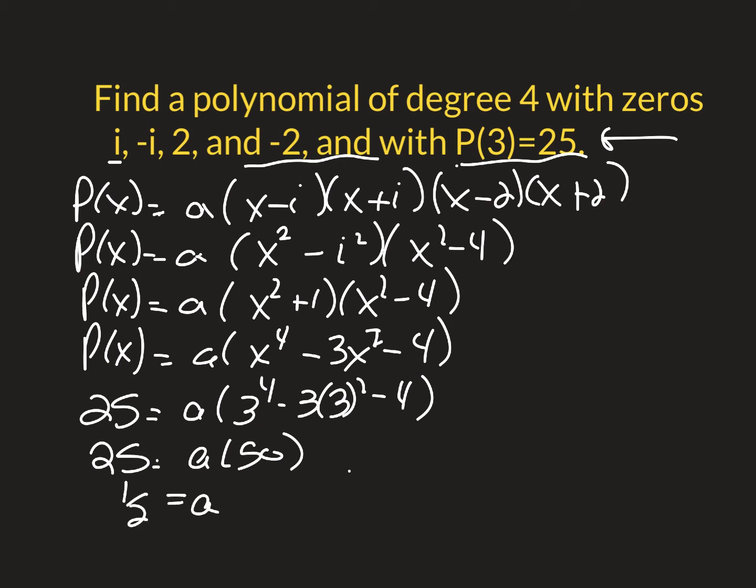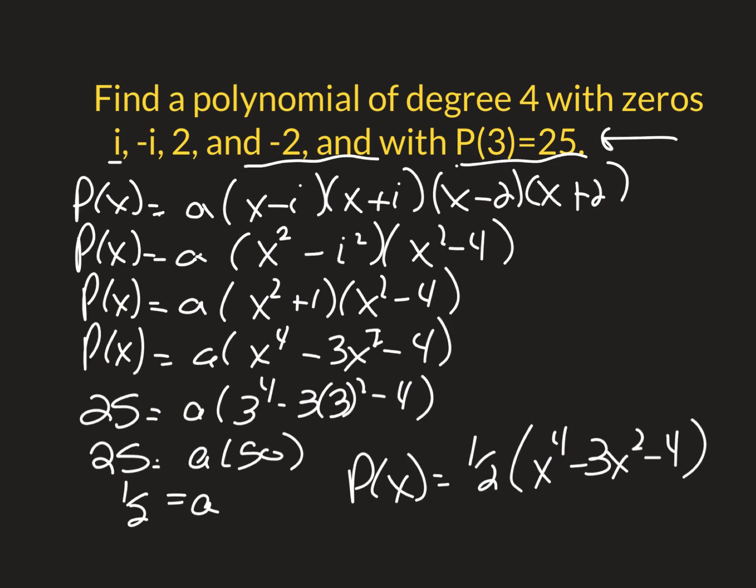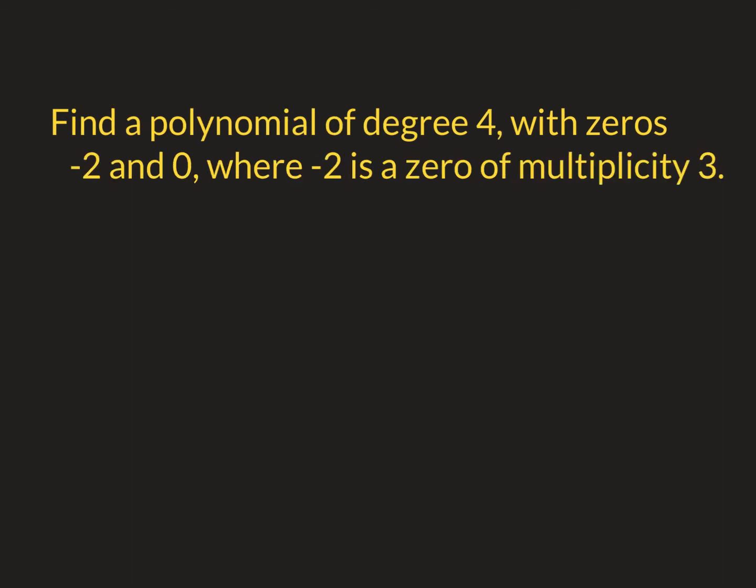So my final solution here, my polynomial of degree 4 with those zeros and p of 3 is 25, is 1/2 times x to the 4th minus 3x squared minus 4. And if you want to distribute the 1/2, that's obviously okay too, but I'm going to leave it just like that. Wow.